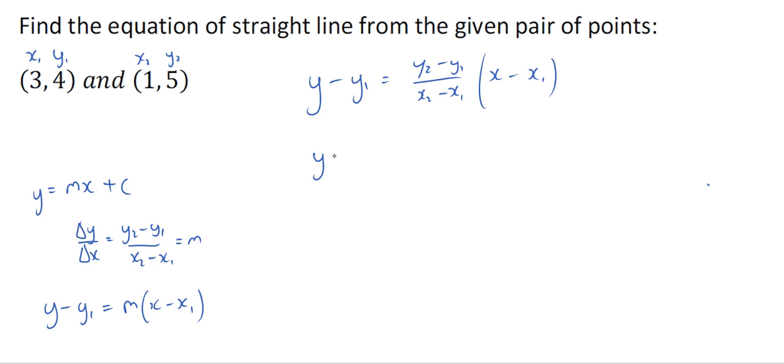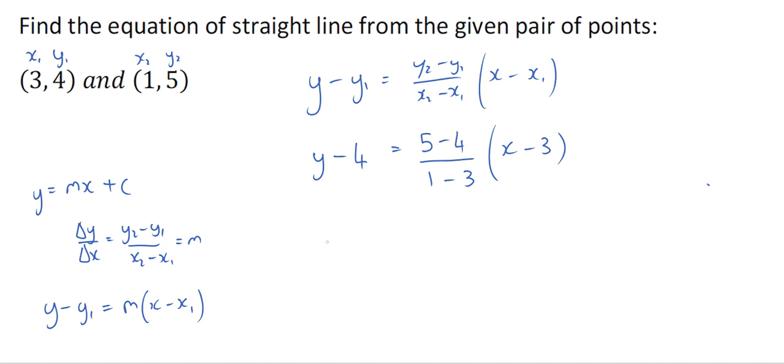So it's y take y1. Go back to the first point. y1 is 4, so y take 4. Then y2 is the 5, so 5 take y1, the 4, over the x2, in this case 1, take the x1, 3, bracket, x take, and the x1 point is 3.